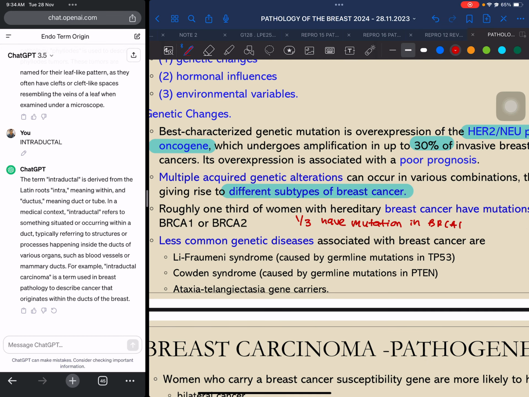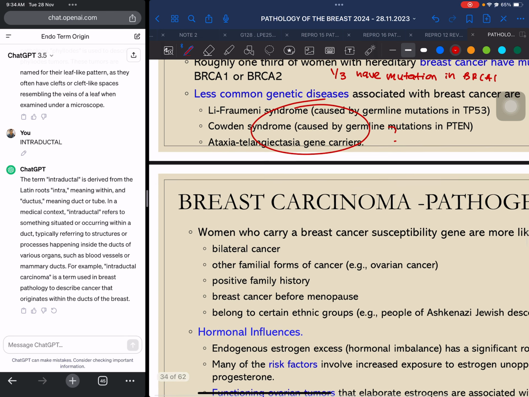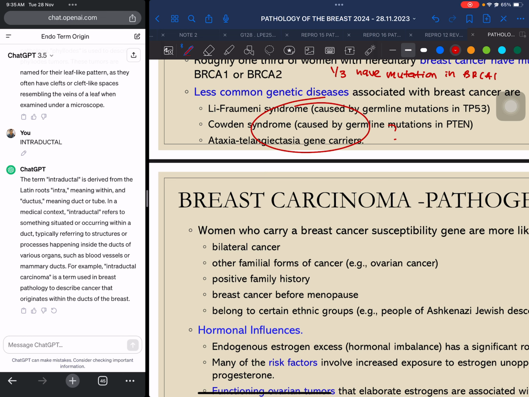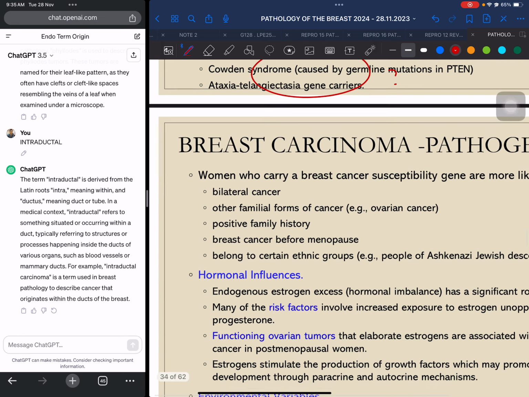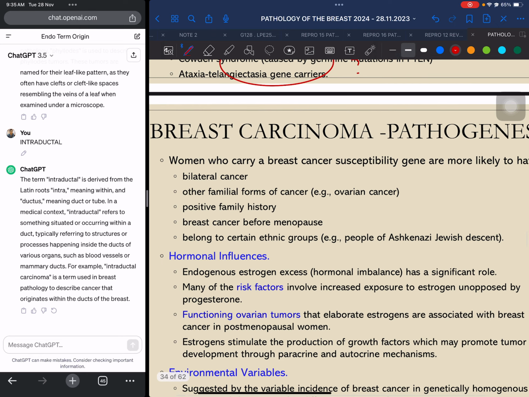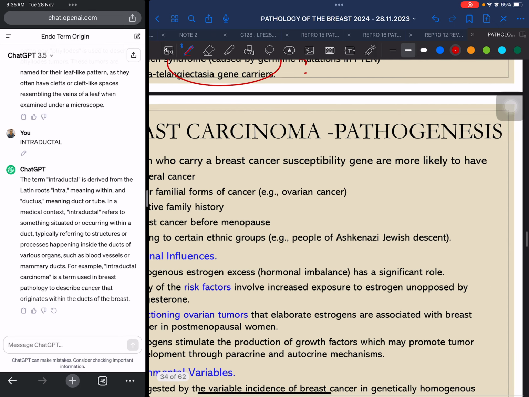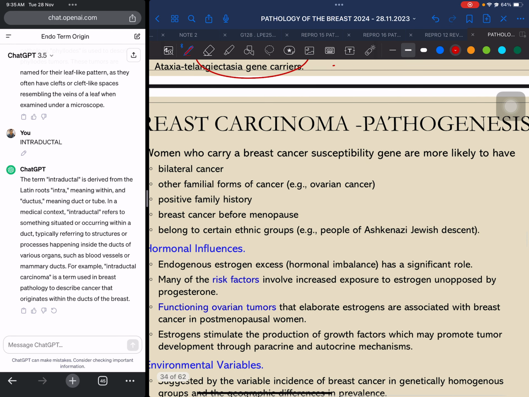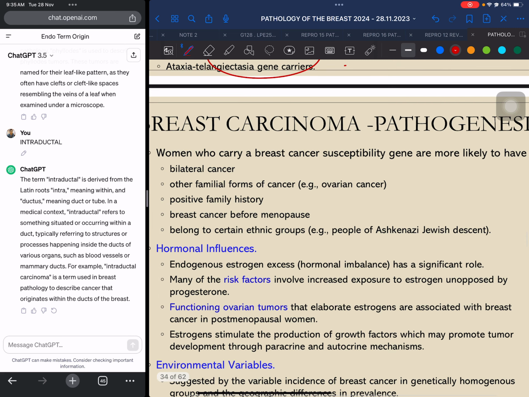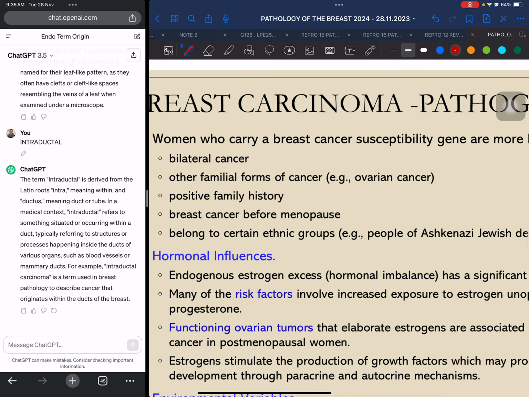And then there are also many other genetic alterations that can occur. So this may give rise to different subtypes of breast cancer, okay? And then roughly a third of patients with hereditary breast cancer, remember hereditary accounts for 5 to 10% only, but a third of these may have mutation in the BRCA1 and BRCA2. So if you remember yesterday's lecture, ovarian cancer is also associated with this genetic mutation. Okay? Less common, there are some genetic syndromes that are associated with increased risk of breast cancer formation.